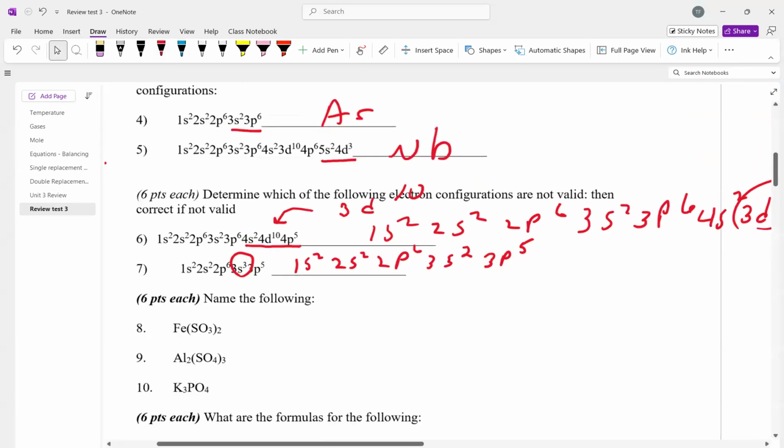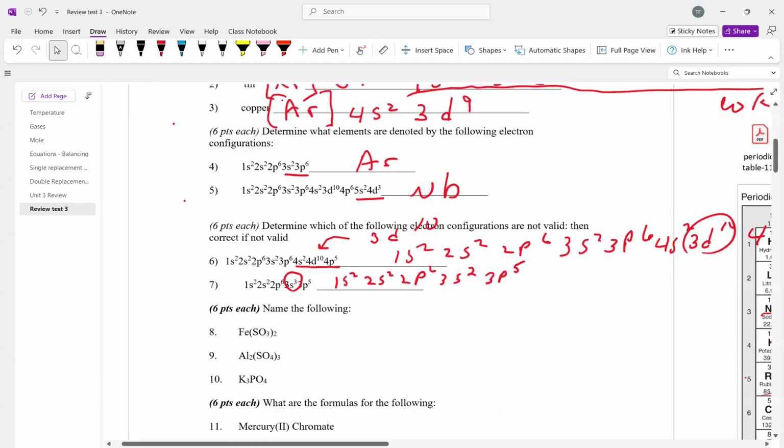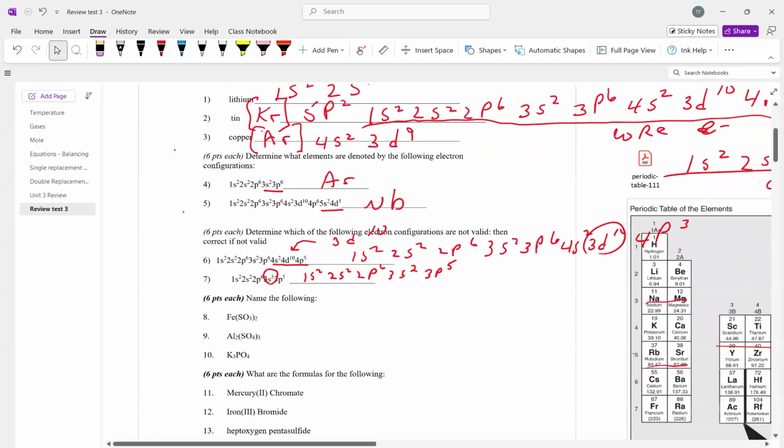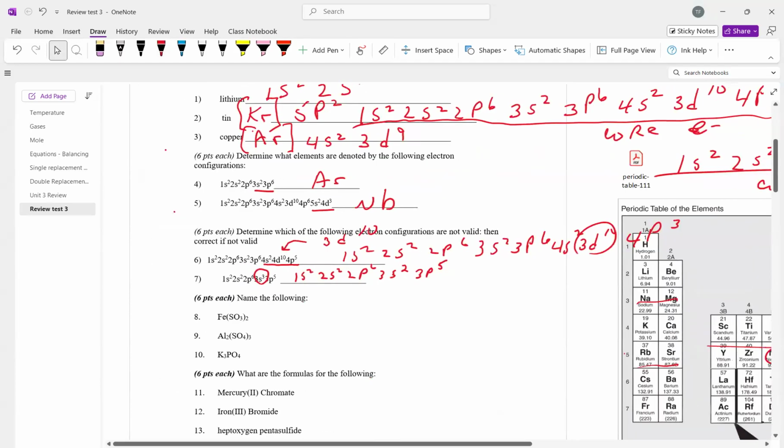Okay, any questions about the electronic configurations? Yeah, the S's need to be just two. One or two, never more than that.